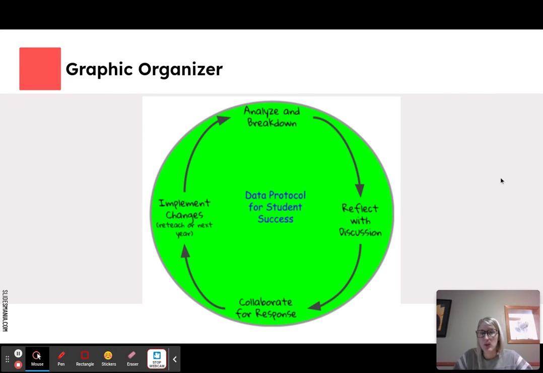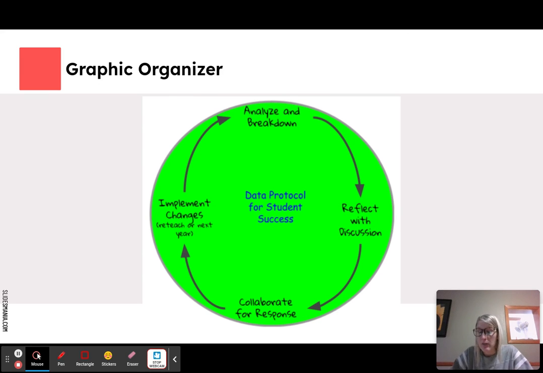And then here's our graphic organizer. We start at the top, it breaks down how we do this data analysis. So we start with the analyze breakdown, which is a protocol that I started with. Then we reflect with our discussion with our team of teachers, administrators are involved as well. And then we collaborate, which is where we plan a response. The response is intervention and enrichment.